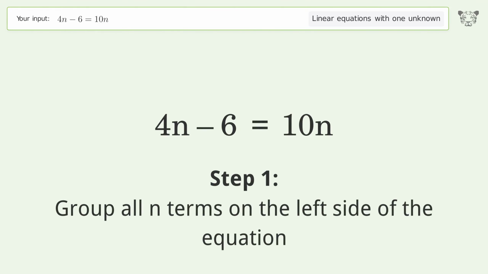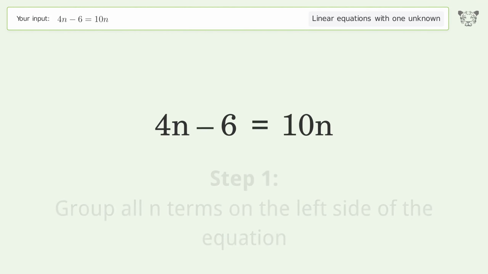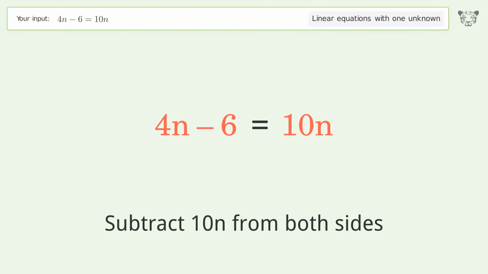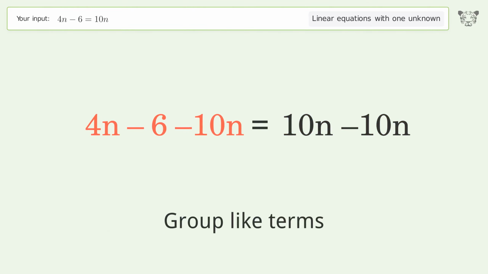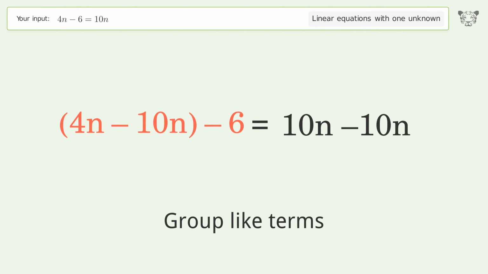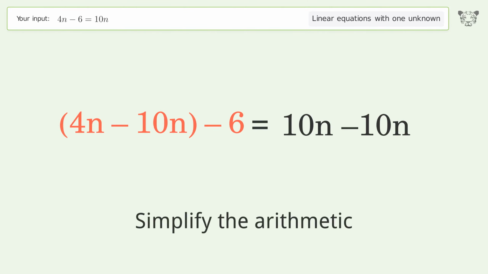Group all n terms on the left side of the equation. Subtract 10n from both sides. Group like terms. Simplify the arithmetic.